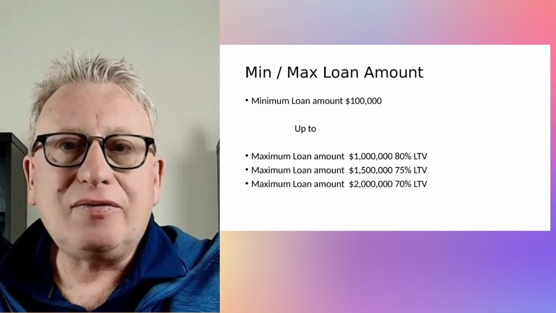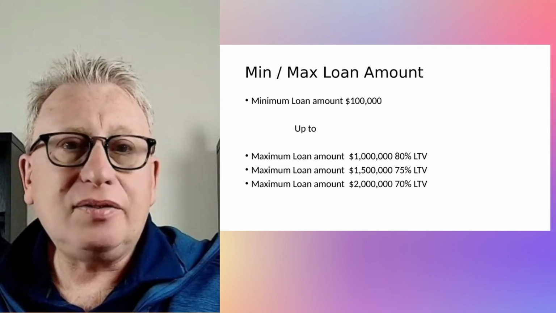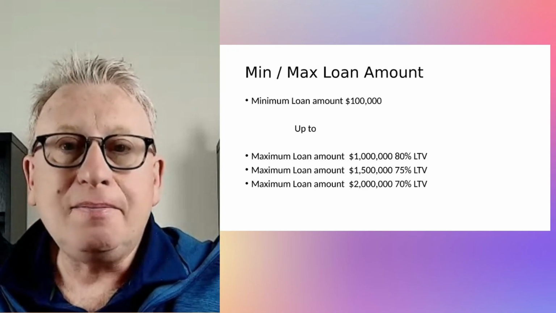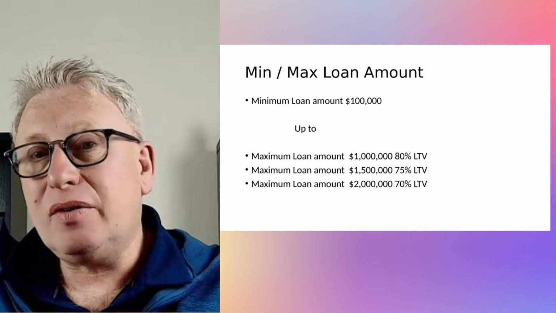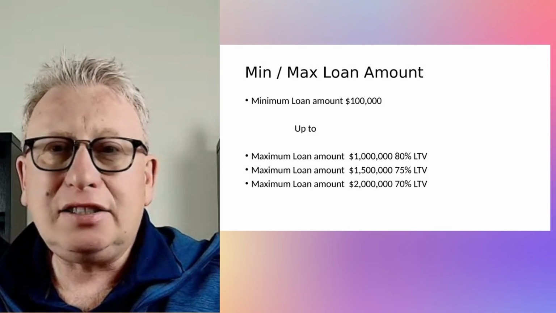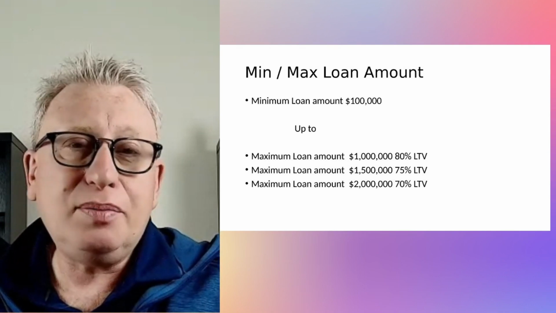The next thing is you have to look at loan amounts and understand what's going on. You can't do this for less than $100,000. That's pretty much the lowest that a DSCR loan will be. And you can go all the way up to 2 million. And in fact, you can even go up to 2.5 or 3 million in some cases. But to get the best rates, you want to be typically between $100,000 and $2 million.